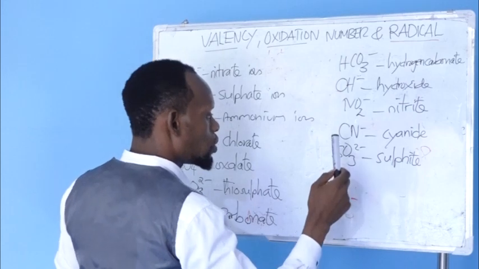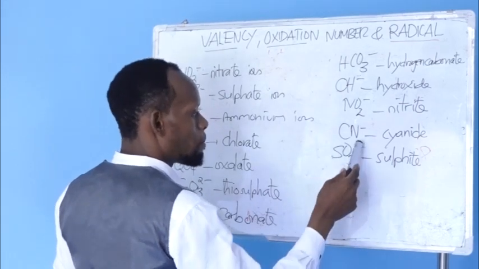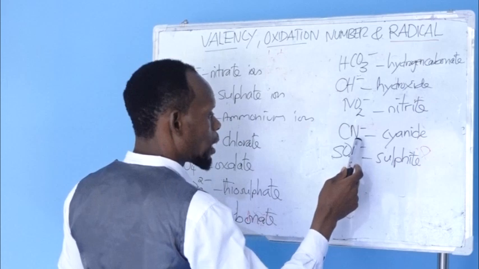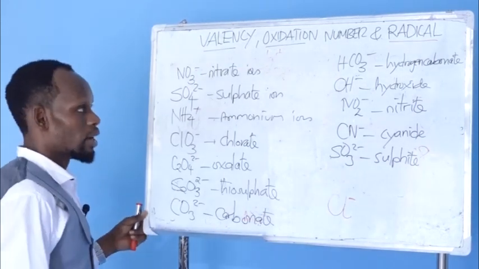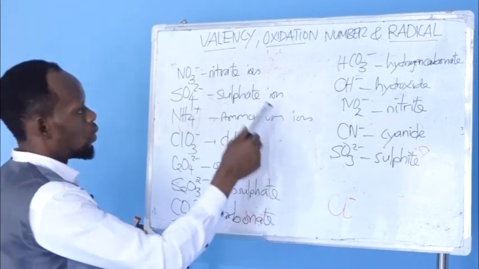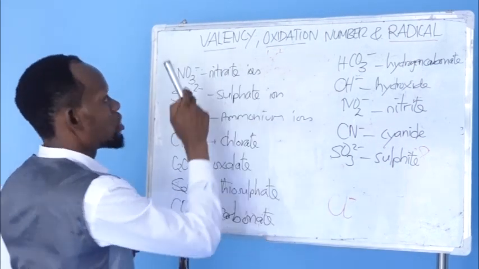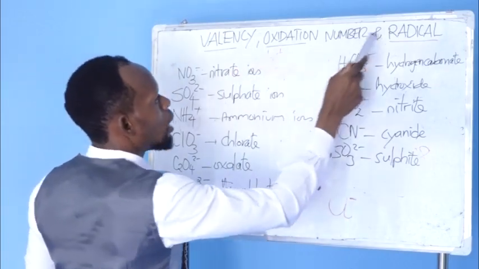Oxidation state and oxidation number are the same thing. Oxidation number -2, while valency is 2. Are we together? Yes. So that is how to differentiate between valency, oxidation number, and radical.